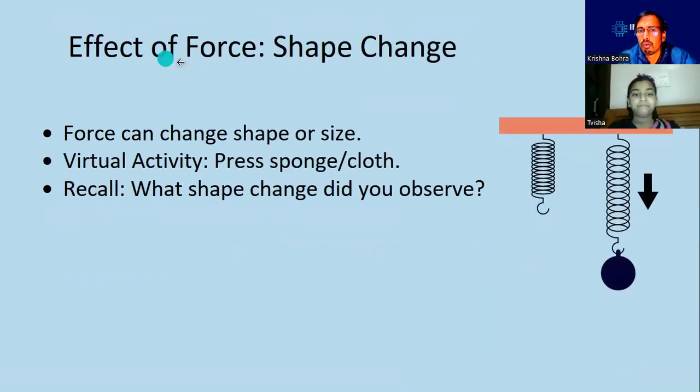Now, the effect of force: it can also change a shape. You might have seen LPG, liquefied petroleum gas, which is generally used for cooking in India. If you have closely seen lighters, it is in liquefied form.